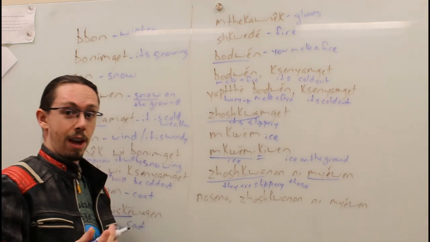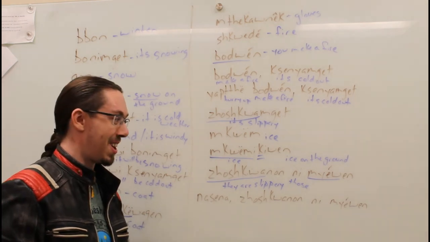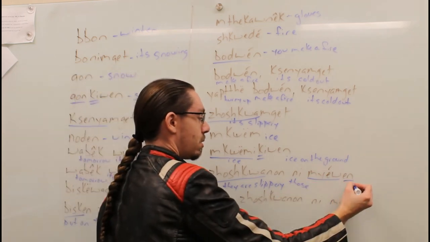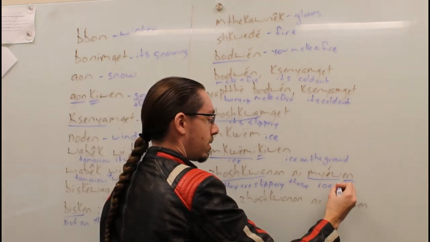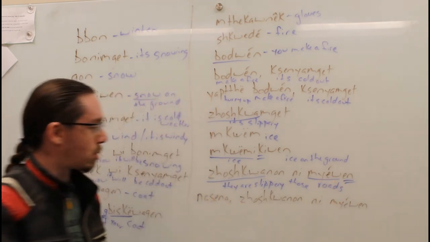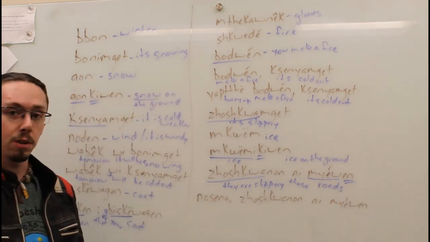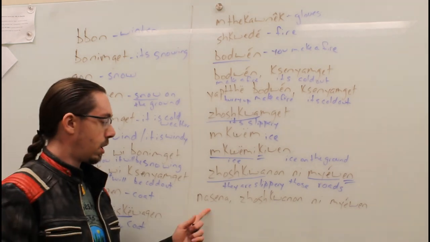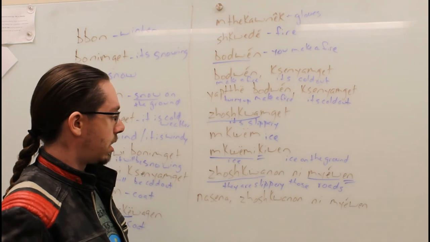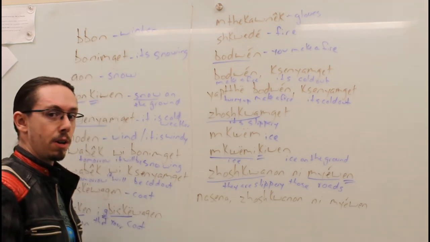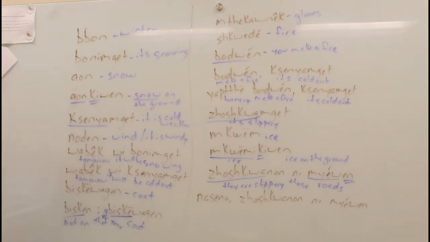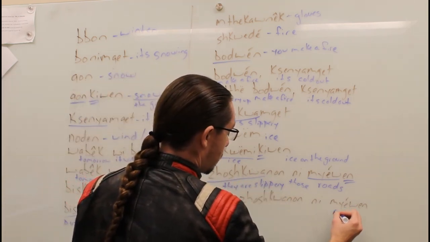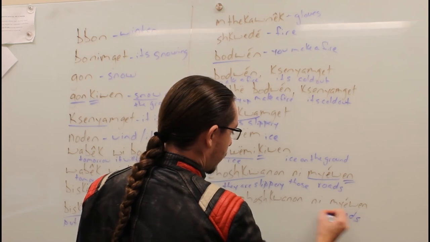Meow. Cat says, cat speak Potawatomi. Meow is a road. Meowin, roads. Zhoshkwa no ni meowin. The roads are slippery. This one here. Nasana, zhoshkwa no ni meowin. So we bring this sentence down here. Meowin, roads. Those.